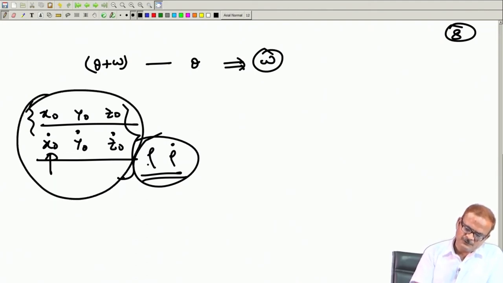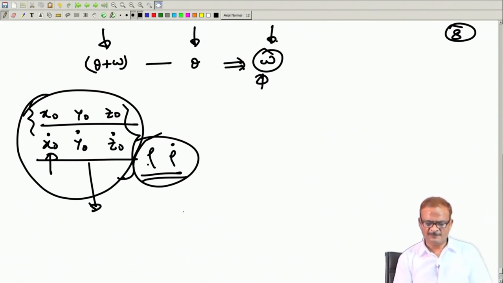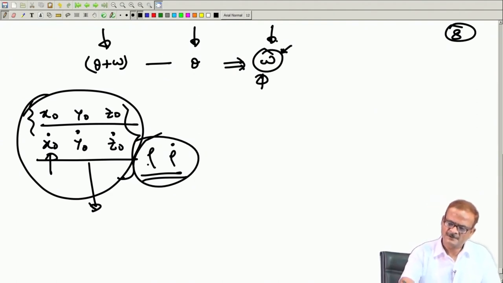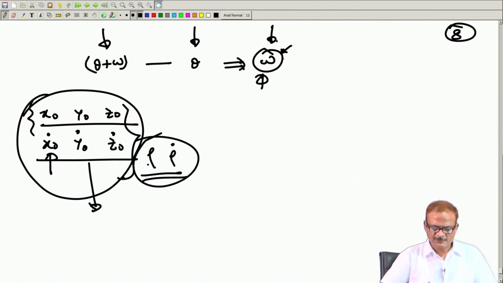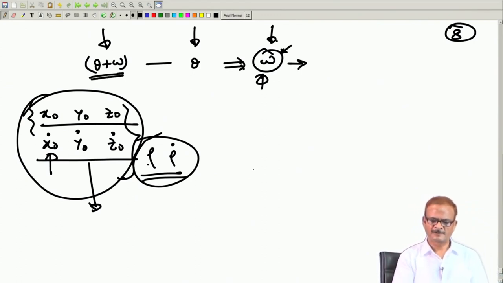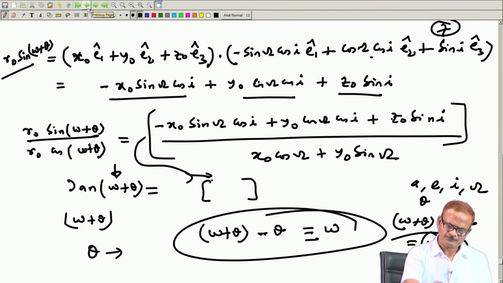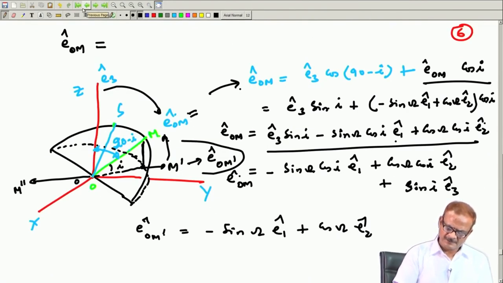If you try to use this, the error creeps into this value, and also into this value. So, the error is also coming here. Sometimes they get combined and the error in this ω gets magnified, and therefore this method is not very good, where we determine θ plus ω and from there determine ω. Whatever we have done earlier, we have separately determined ω by taking the angle between this e_n cap and the perigee direction.